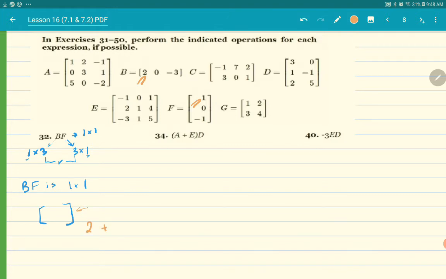And then I slide my finger down. I slide my left hand to the right, and I slide my right hand down. And then I get 0 times 0. I add that. And then I continue sliding my left finger to the right, and my right hand down. And I get -3 times 1, which gives me a -3. So that sum is a -1. So that goes in the first row, first column.